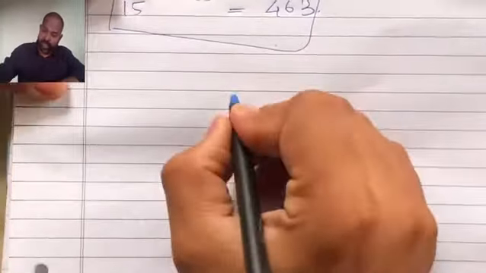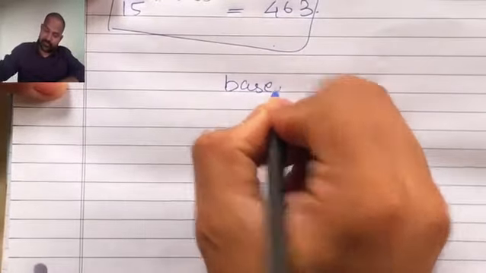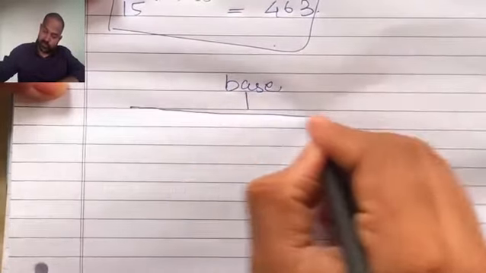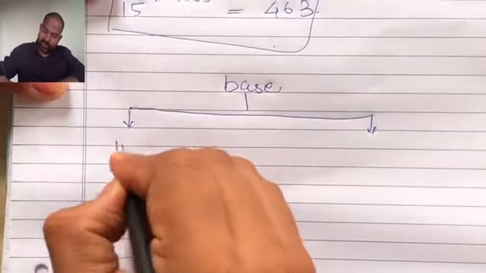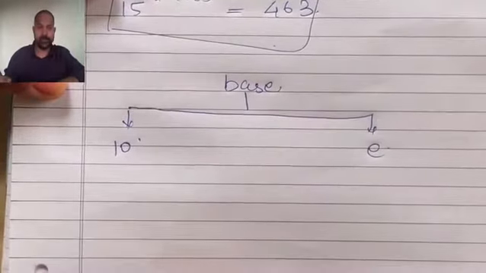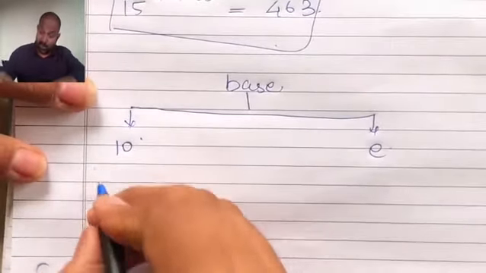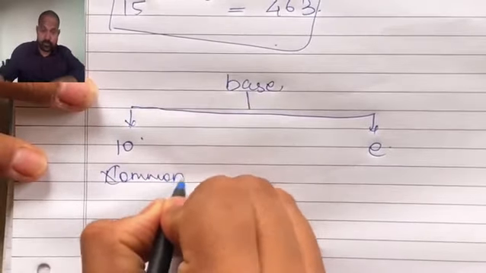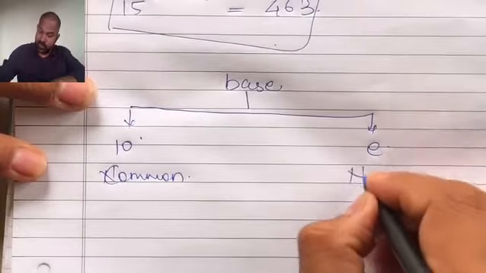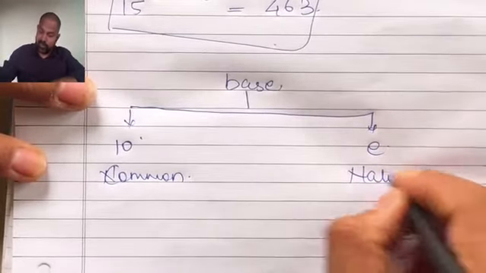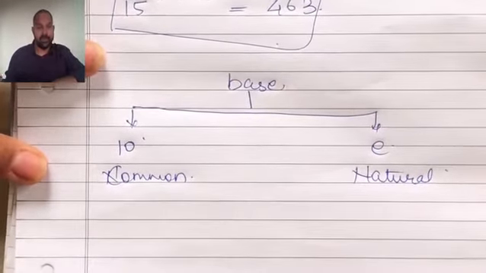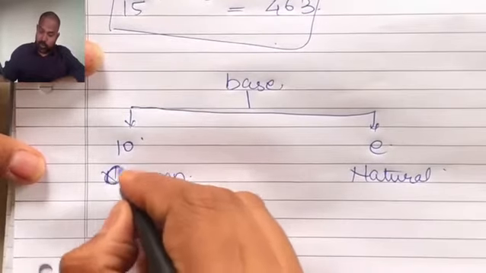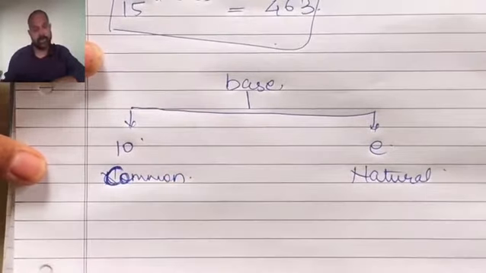So you are going to say, as far as the base is concerned, there are two types of bases. One is the base 10 and the other is the base e. Logs to the base 10 are called common logs, and logs to the base e are called natural logs. The logs that we use are common logs, or the log table that is given to us is the common log.